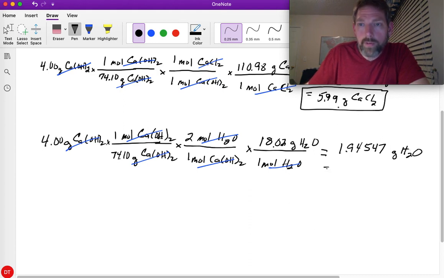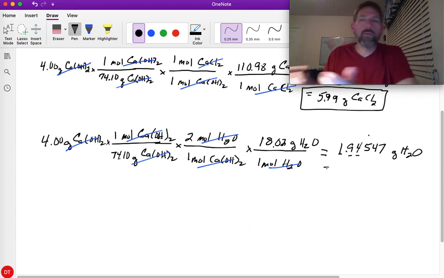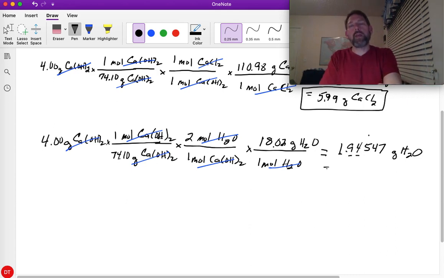So 3 sig figs up here. Let's go with another 3 sig figs. It'd be 1, 2, 3. We can argue that the 5 would round that up. There's several different rules for that. Essentially, unless we know more.